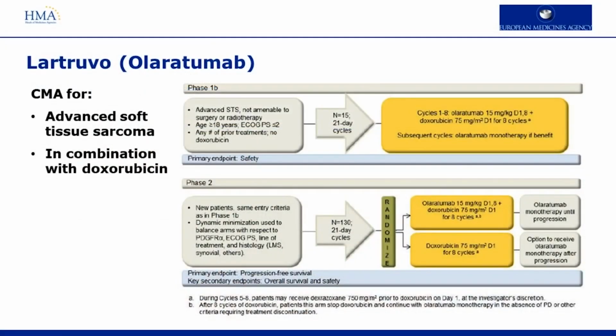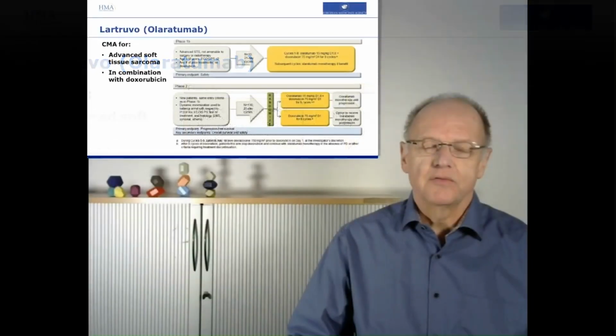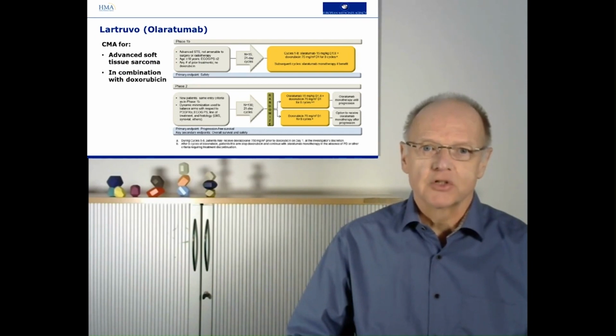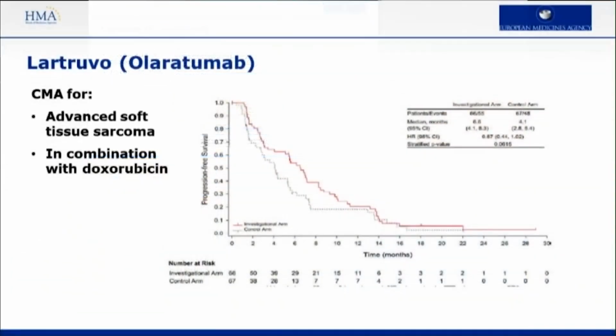Here we have such an example. Olaratumumab was developed as an add-on therapy to doxorubicin for the treatment of soft tissue sarcoma. The basis for a conditional marketing authorization were promising results from a phase 2 study. The trial with 150 patients in 2 randomized groups looked promising.